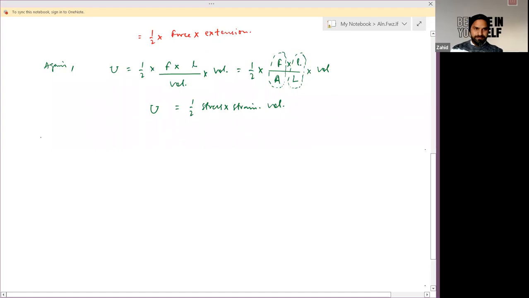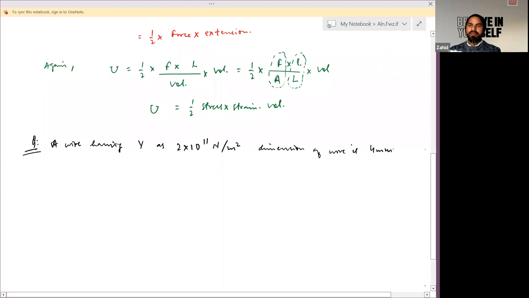Now related to potential energy, let me give you a question. A wire having Young's modulus as 2 into 10 to the power 11 Newton per meter square. Dimension of wire is 4 mm cross 2 meter. Find stress and potential energy stored.